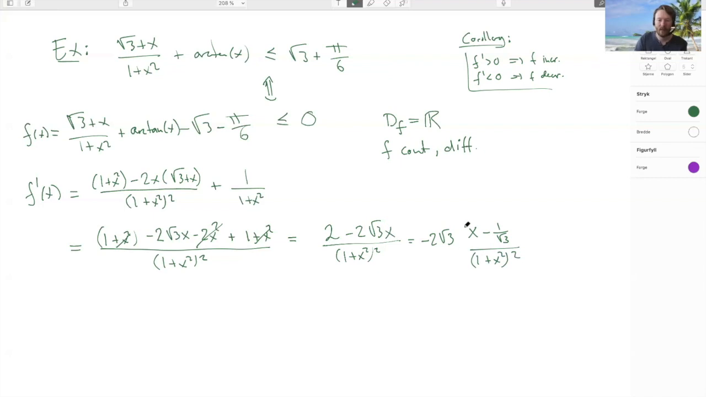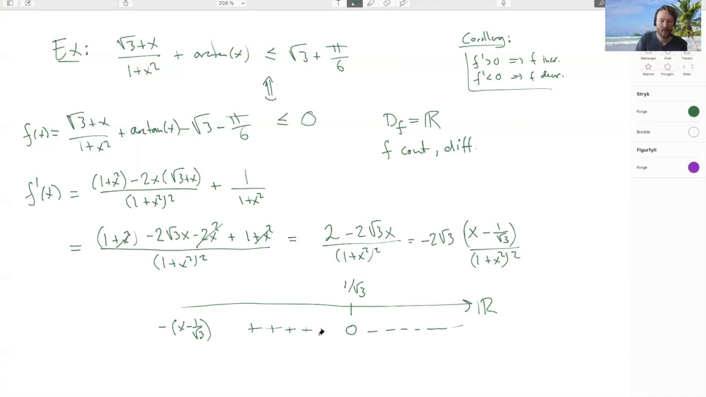Now this makes the table of signs rather easy because this is the only thing determining the sign. Well, this and the minus sign here. So if I make a real line here, the sign flips at 1 over square root of 3. I have my factor, so let's just do minus x minus 1 over square root of 3. Nothing else here affects the sign, so I don't care. This is 0 here, and then negative here, and positive here.